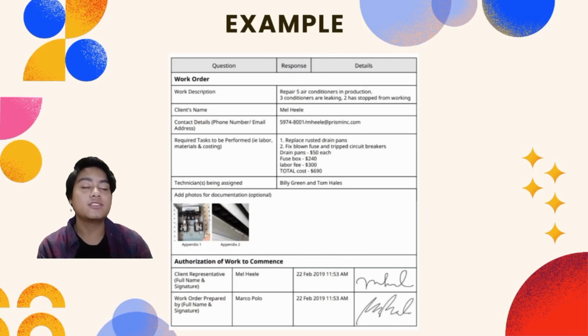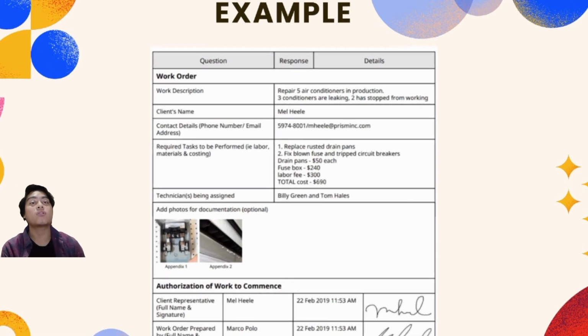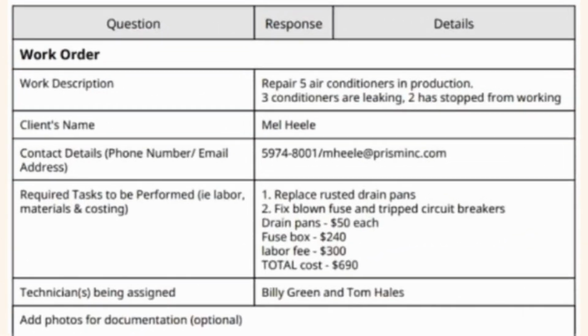Okay, here now you can see the format example of a work order. The first is the work description. This is where you write what job or job description must be done on a certain thing. Down below is the client's name, where you can write which client you are working for, and you can write it right there.